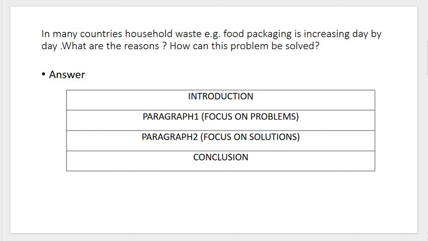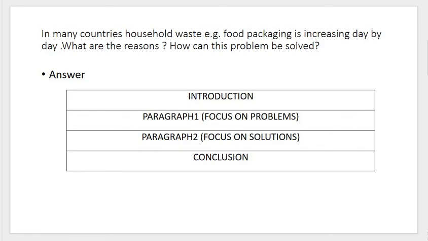So when you get such a question, you have to form the answer as shown in the table. You have to write four paragraphs, and you know that out of the 1 hour, 40 minutes is given for the writing task 2. So you can plan accordingly. You can formulate the answer. For a problem and solution type of question, you have to give an introduction, then write paragraph 1 which focuses on problems, then paragraph 2 which focuses on solutions, and then a conclusion.